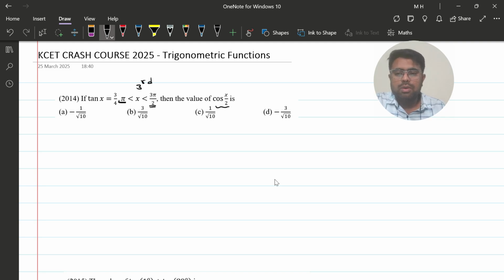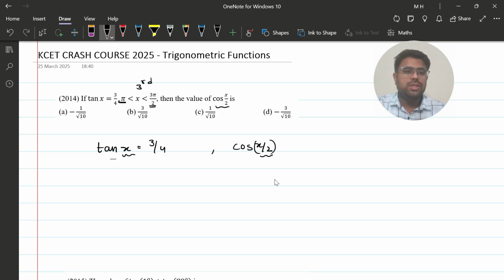Okay, fine. Now what is given is tan x. Okay, tan x is equal to what? 3 by 4. This is what is given, and they have asked the value of what? Cos x by 2, right? So here the angle that is given is x, and here the angle that is given is x by 2. Okay, how will you convert this tan x into cos x by 2? The one thing is that there is no result that will help us to find out cos x by 2 directly from the value of tan x.